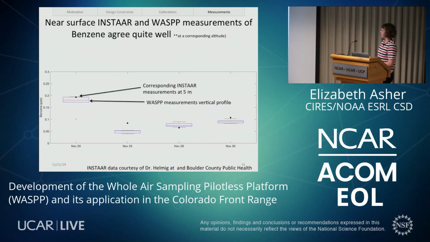Another way of looking at that is this box plot. Now I've shown our different sampling dates that overlapped with the INSTAR time series. Each box plot shows essentially the variance in our WASPP measurements. Each black dot shows the corresponding INSTAR sample at 5 meters. You can see that the single sample at 5 meters falls within the range of our measurements, but it doesn't capture the spatial variability. Also, because of the spatial variability, it has a very low chance of capturing the mean mixing ratio of VOC in the 100-meter boundary layer. And that could be important, I imagine, for various models.